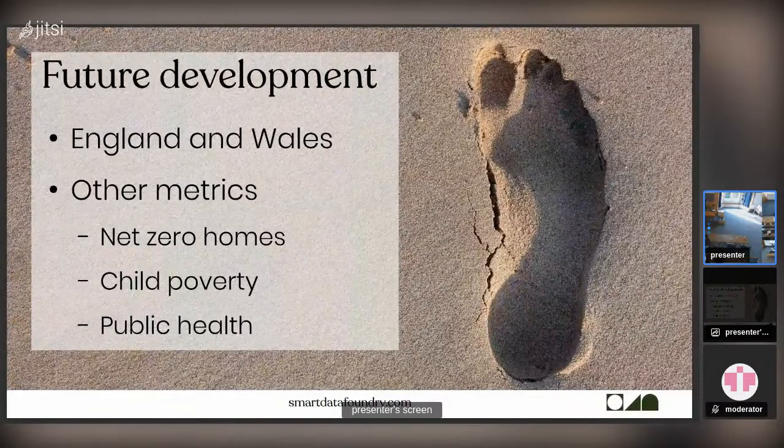So future development: we are super keen to start doing this in England and Wales. We've got some other metrics we are beginning to work on around net zero homes. So for those who are most vulnerable, how do you do a just transition and target support in those areas which need the energy performance the most, but also can least afford to make the change. Things on public health and child poverty as well.